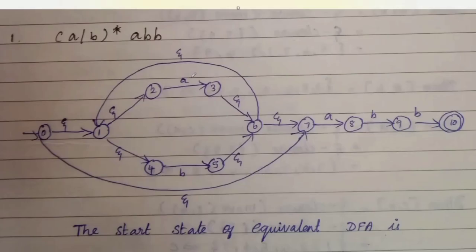The topic we are going to discuss is NFA to DFA conversion. The given regular expression is (A|B)* ABB. First, we have to draw the NFA transition diagram. In the given diagram, 0 is the initial state and 10 is the final state.